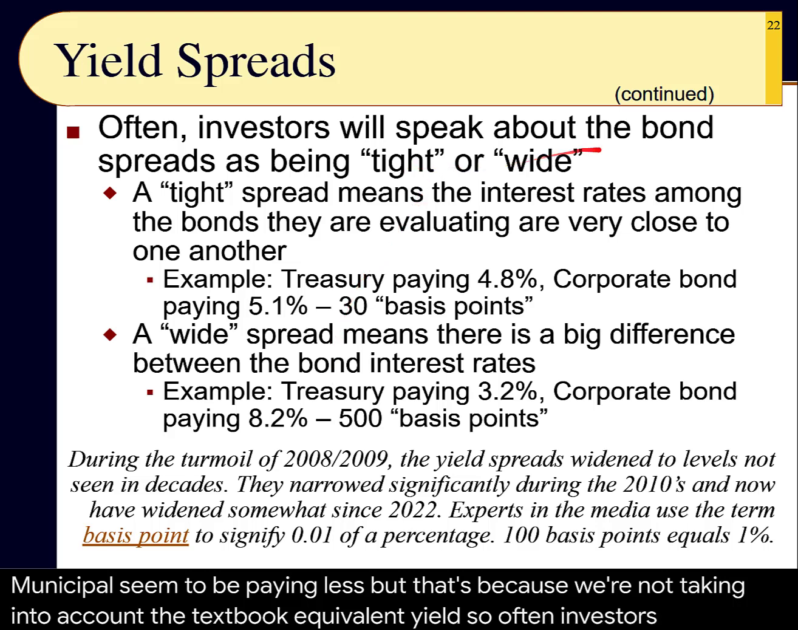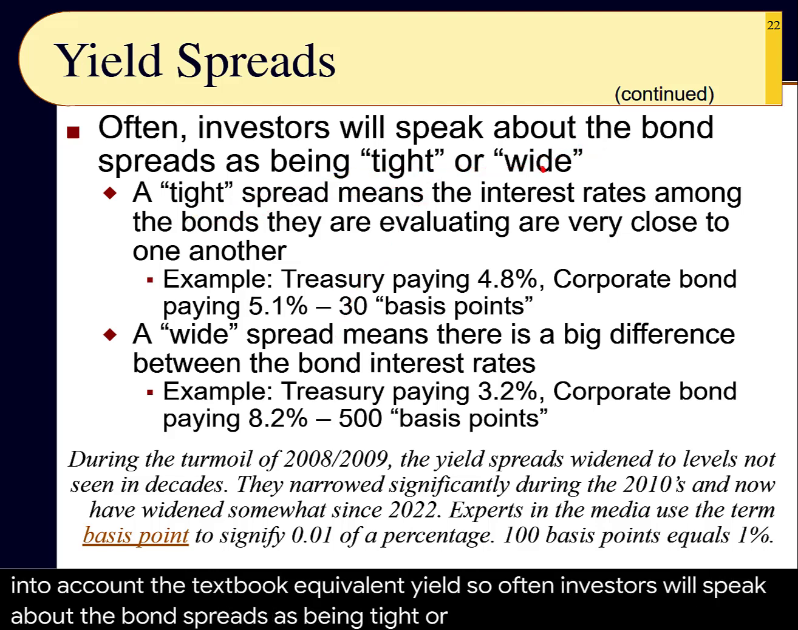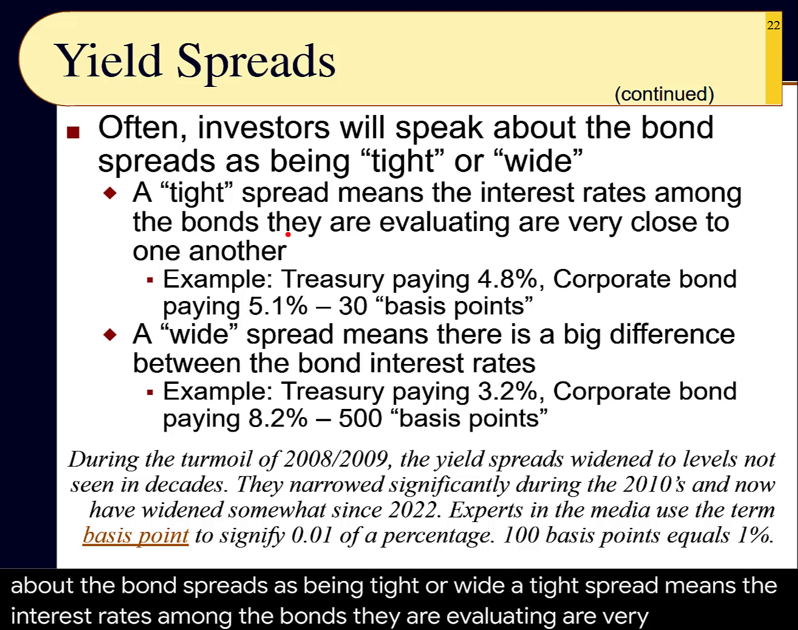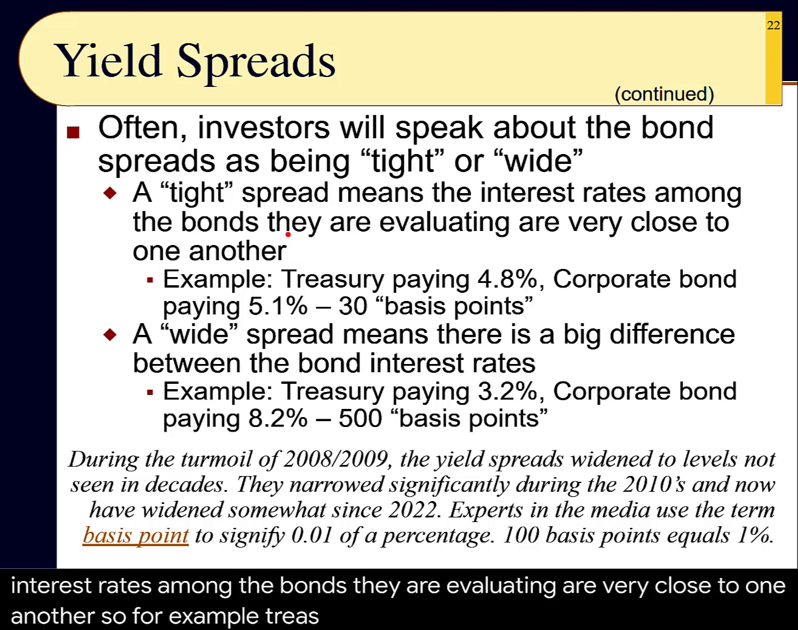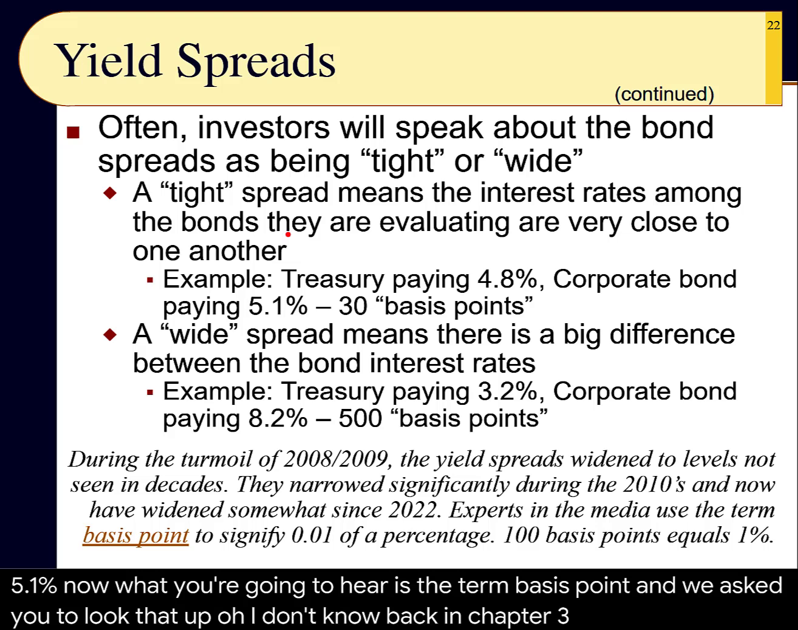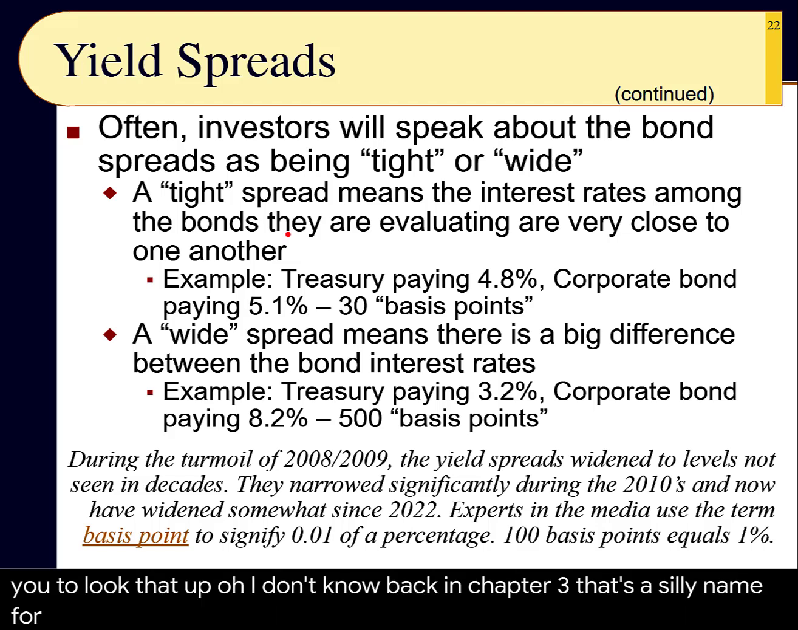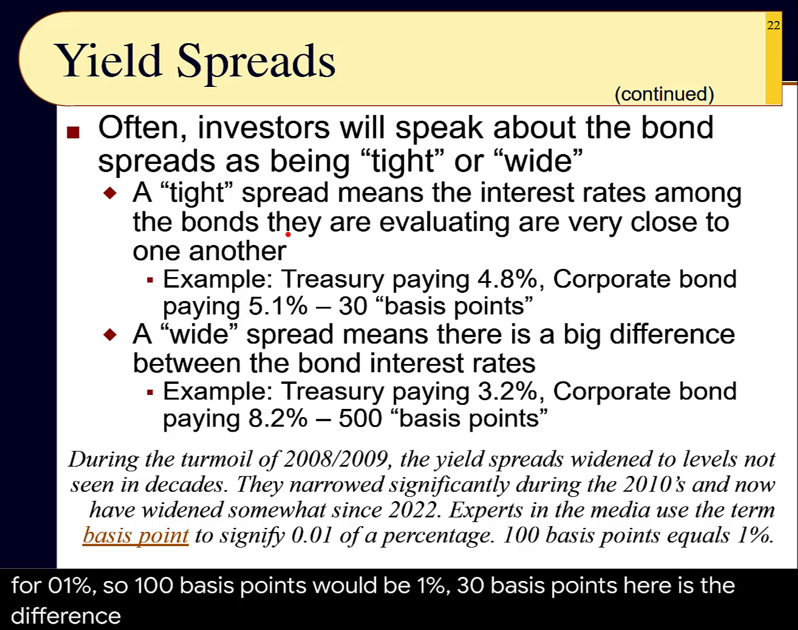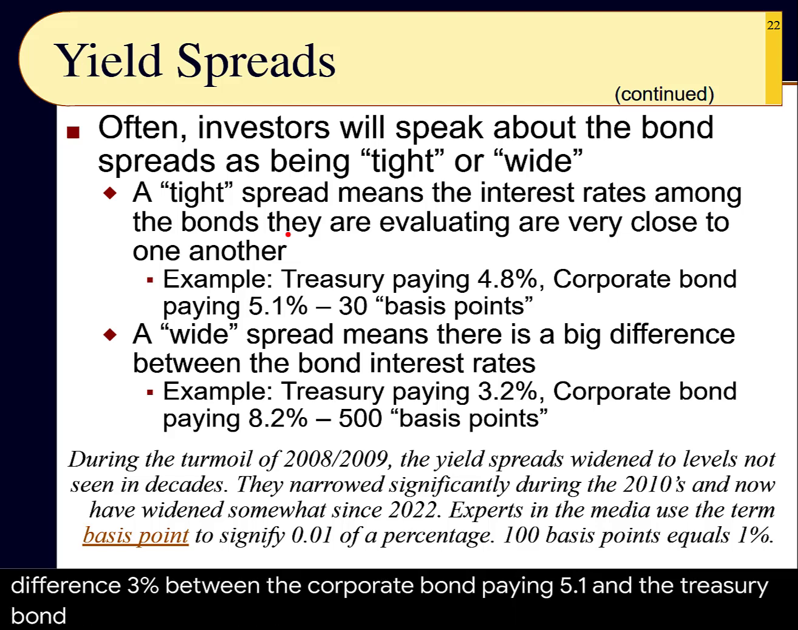Often investors will speak about the bond spreads as being tight or wide. A tight spread means the interest rates among the bonds they are evaluating are very close to one another. So, for example, Treasuries paying 4.8, corporate bond paying 5.1%. Now, what you're going to hear is the term basis point, and we asked you to look that up back in chapter 3. That's a silly name for 0.01%. So 100 basis points would be 1%. 30 basis points here is the difference, 0.3%, between the corporate bond paying 5.1 and the treasury bond paying 4.8.